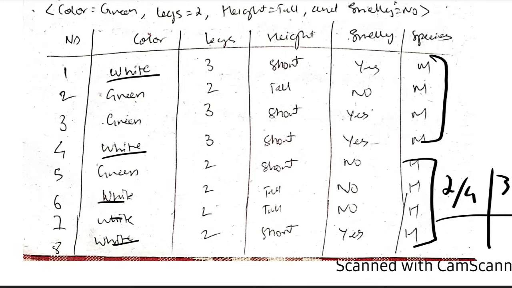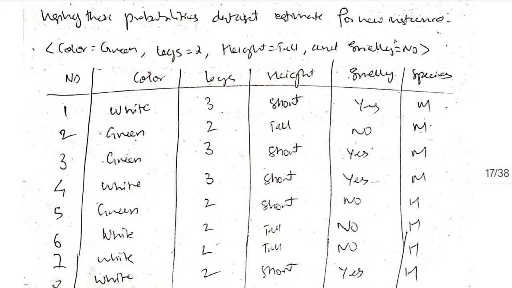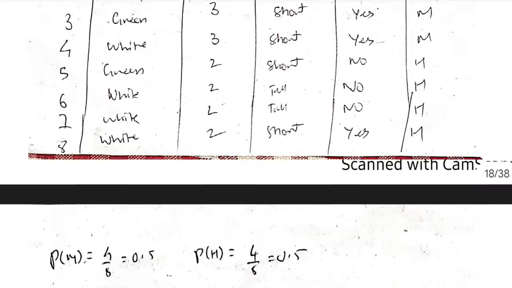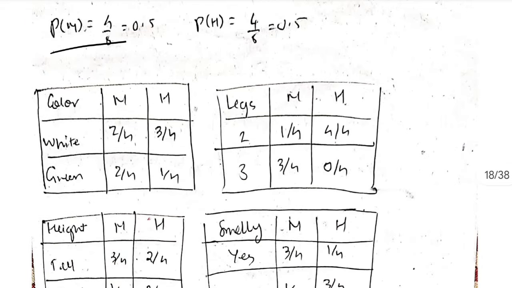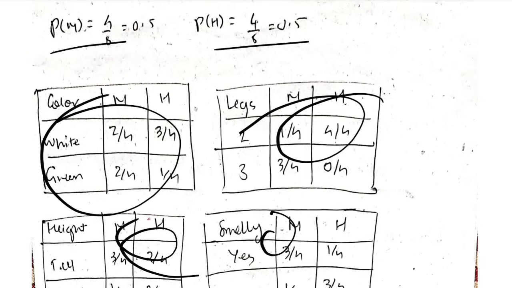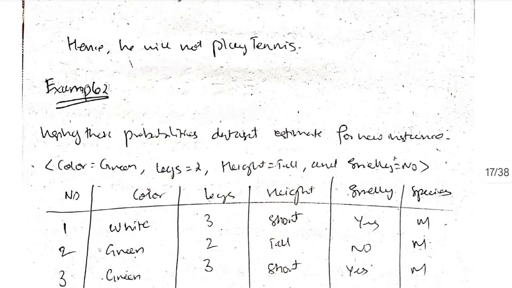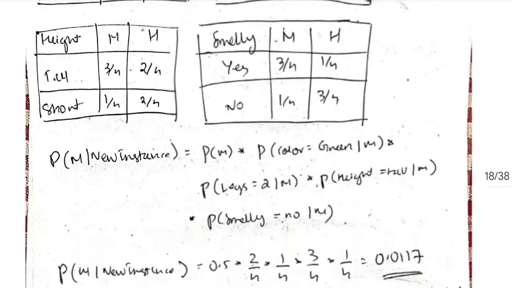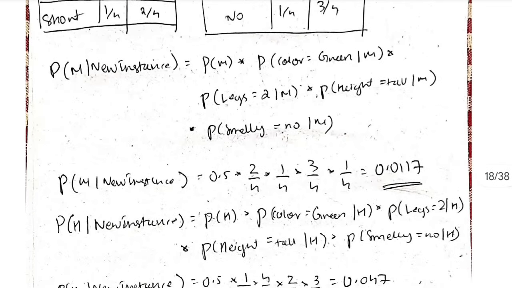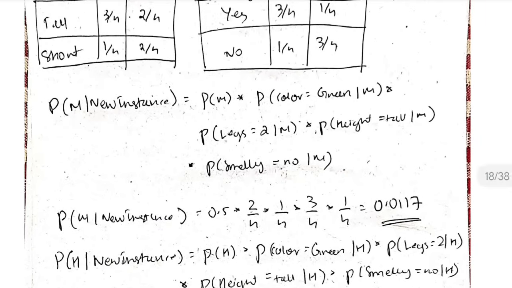Like that you will write first 2. Second, how many green are there given M is there? How many green are there given H is there? Those two values you will fill here. Like that you will do for legs, height and smelly also. Fine. First you will write these probabilities. Then you will write these tables which I just explained. After I have written that, what have they asked? They have asked for the new instance which is green, 2, tall and no. 4 values are there: green, legs, tall and no.